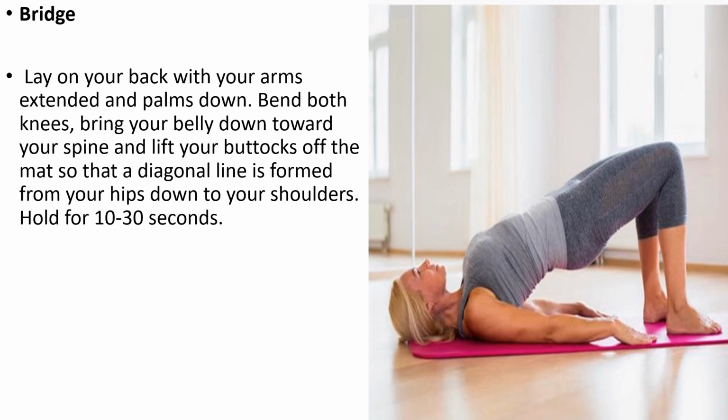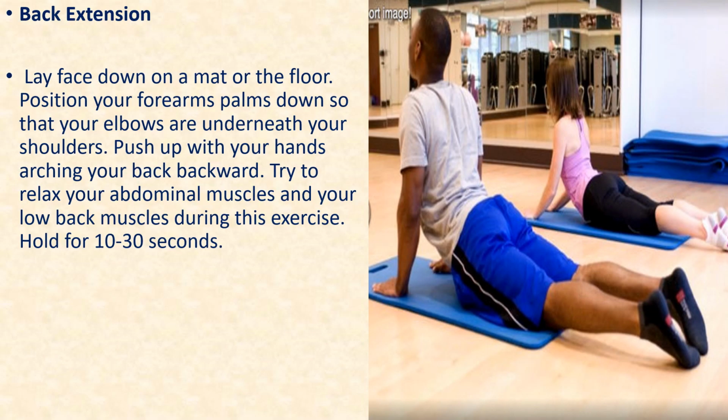So you just look at the girl. Her arms are extended with the palms down, right? She bends both knees and brings her belly down toward her spine and lifts her buttocks off the mat. The diagonal line is formed from her hips down to her shoulders. Okay, we must hold 10 to 30 seconds. This is the bridge exercise to make our posture correct.